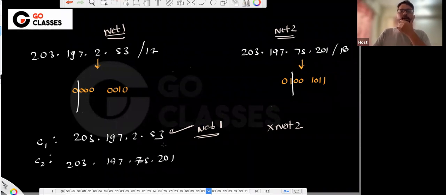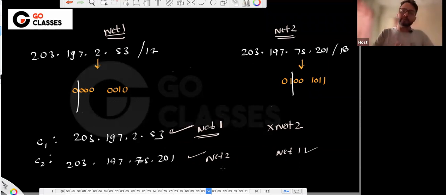So for C2, it is saying that it should be 0 1. So it definitely belongs to network 2, right? Does this belong to network 1 also? Network 1 is saying it should be 0 and everything else you can change. So yes, this belongs to network 1 also. So C2 belongs to network 1 and network 2, but C1 only belongs to network 1.